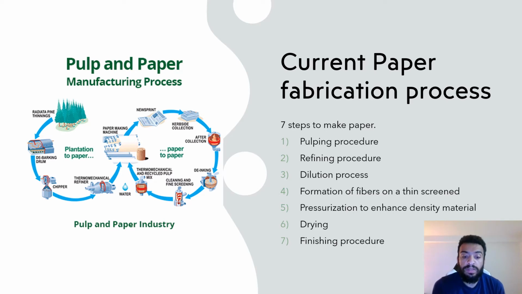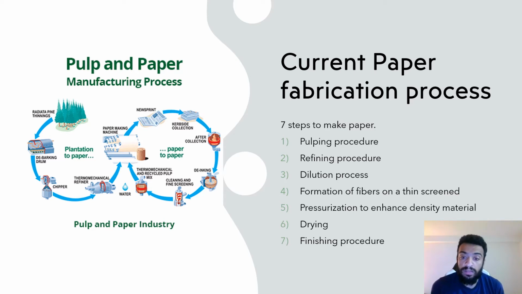The third step is the dilution process. This is to form a thin fiber mixture. The fourth step is the formation of fibers on a thin screen. On this step, the fabric is woven into a screen. Various types of weaves are used to obtain maximum fabric life and to reduce wire marking.